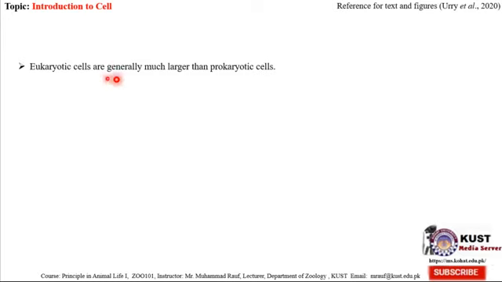Eukaryotic cells are generally much larger than prokaryotic cells, and I will give you a very good example of this: inside the human body, there are 10 times more bacterial cells than our own cells. So it will give you a good idea about how small these prokaryotic cells are.